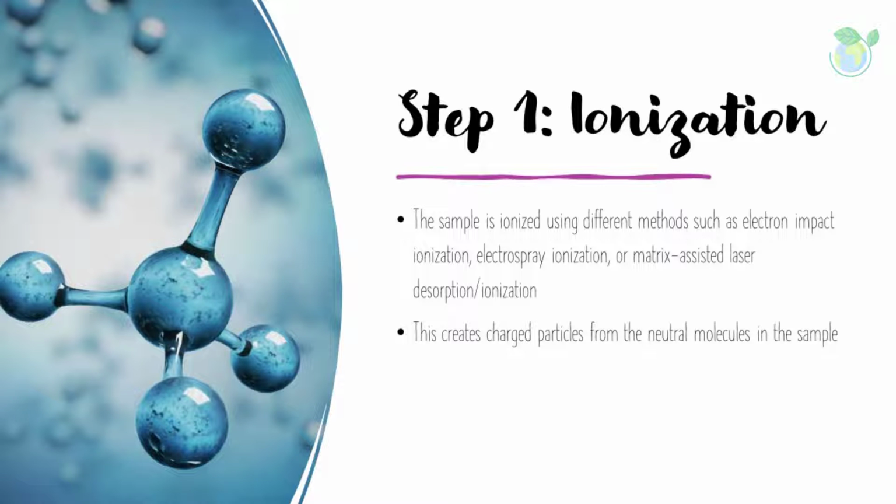How does mass spectrometry work? The process of mass spectrometry involves four main steps. Step 1. Ionization. The sample is ionized using different methods such as electron impact ionization, electrospray ionization, or matrix-assisted laser desorption/ionization, MALDI. This creates charged particles, ions, from the neutral molecules in the sample.